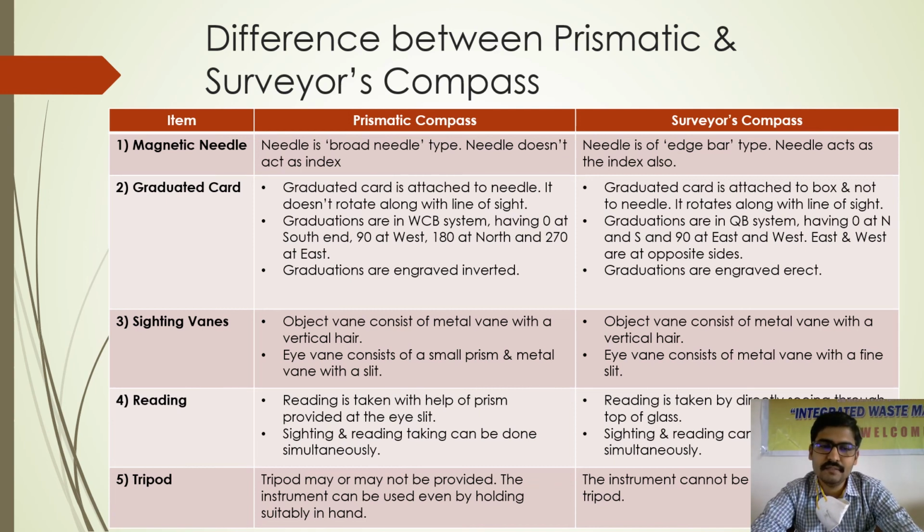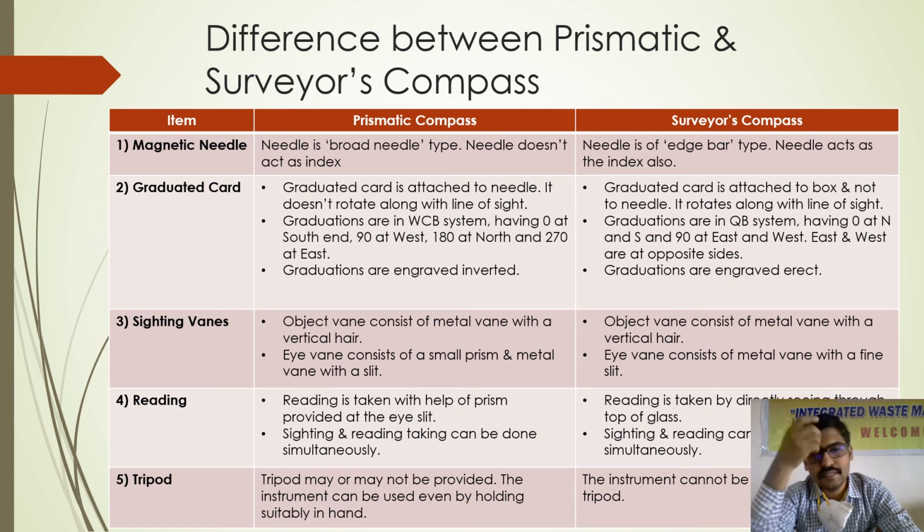And here in prismatic compass, graduations are engraved inverted, because when you see them through the prism they will be seen erect, right? That is the reason why they are engraved inverted in case of prismatic compass, whereas in Surveyor's compass they are engraved erect, because you will directly see through the glass and read the angles. So direct reading is done through the glass top of the compass.